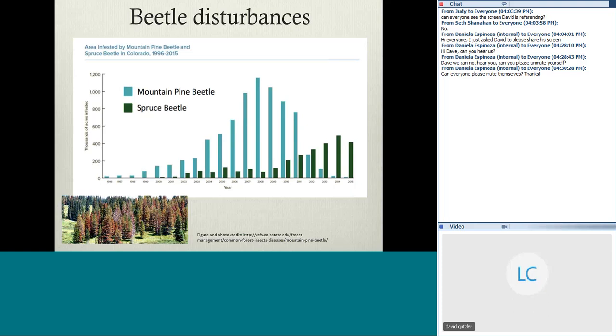Well, bark beetles have really impacted forests in Colorado, and this plot shows the timing of the mountain pine beetle and of the spruce beetle in Colorado forests. And so the mountain pine beetle peaked in around the late 2000s. But the spruce beetle has continued to impact forests in Colorado. And this plot indicates that it peaked in about 2004.